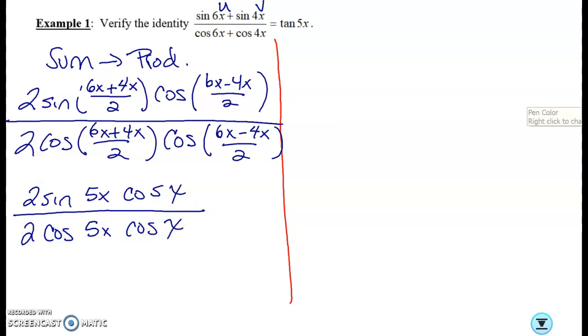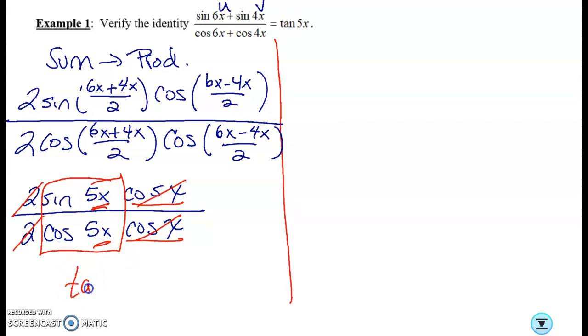Okay, now I'm going to look for things to cancel. The 2's obviously are in common. We have a cosine of x and a cosine of x here. And so now all we are really left with is the sine of 5x over the cosine of 5x. Since they have the same angle value, we can combine that to the tangent of 5x, which is good because that's exactly what we wanted to get.